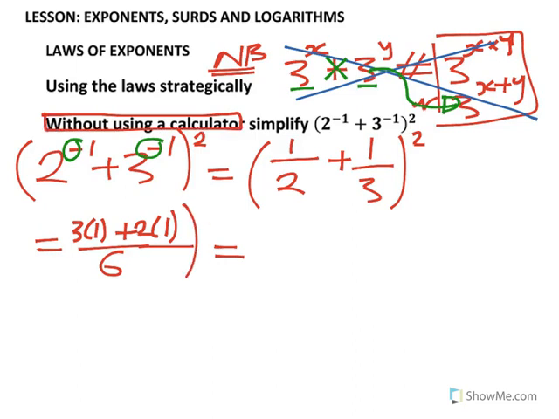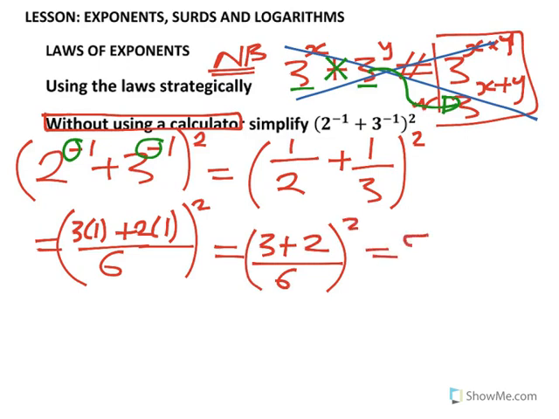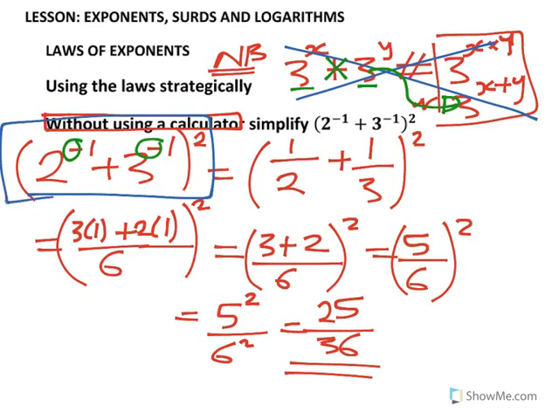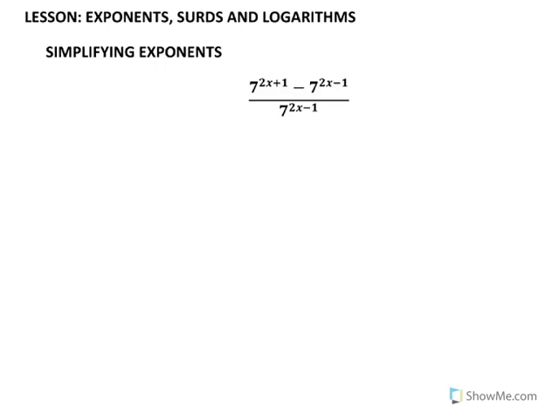Now when I've done that, remember my old bracket, there is a square there. 3 times 1 is 3, plus 2, over 6, but there is still a square outside. With 3 plus 2, which is 5 over 6, but there is still a square there, which is equal to 5 squared over 6 squared. What is 5 squared? It is 25, over 6 squared, which is 36. Then to prove that you are correct, punch this question in your calculator. It must give you 25 over 36.